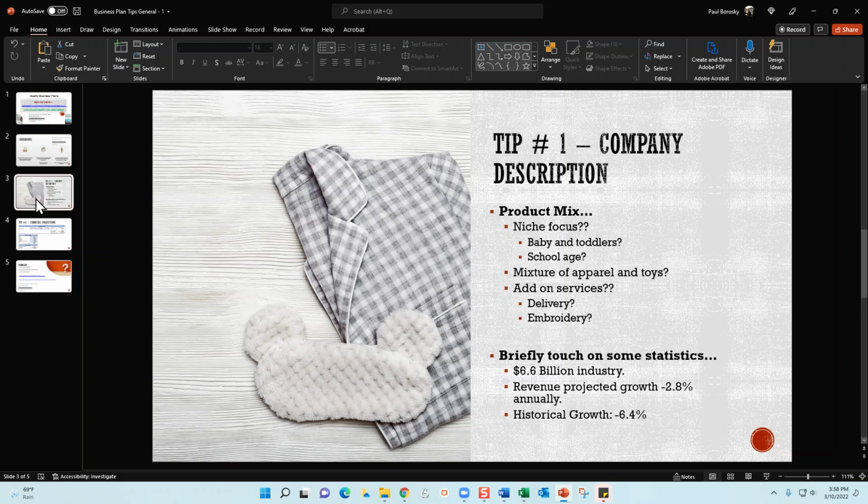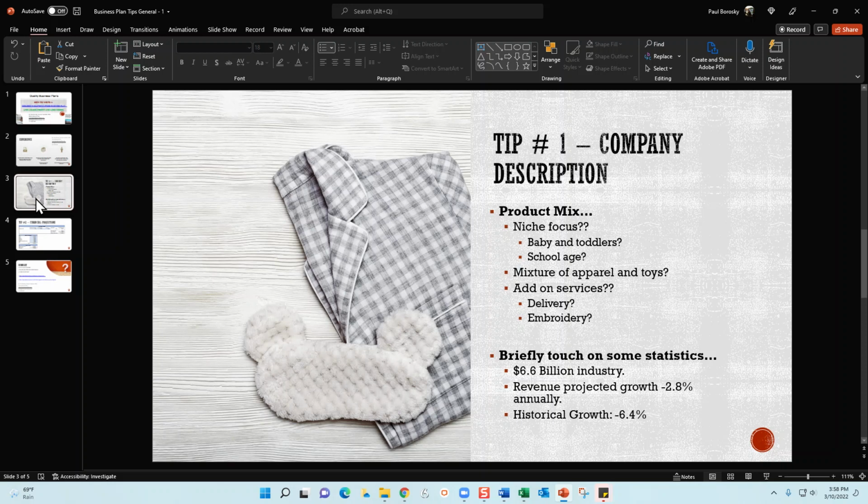And then finally, when you're writing your company description section, make sure to include some industry statistics. For example, the children's apparel store business in the last 12 months in the U.S. revenues were about $6.6 billion. The projected growth rate for this industry is a negative 2.8%, and the historical growth rate is a negative 6.4% annually. Now, those growth rates don't seem very impressive, and it might cause you to really think, do I really want to put that information in my business plan? And there's a lot of pros and cons to it.